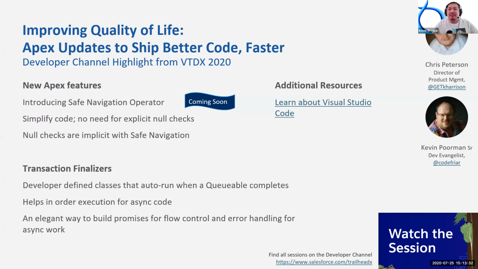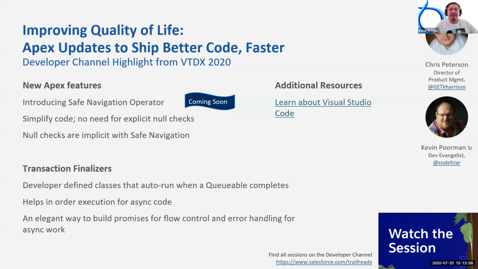So this one is something to watch out for. Improving quality of life, Apex updates to ship better code faster. What's new? Salesforce is building new Apex features and tools called Safe Navigation Operator and Transaction Finalizers. Both are still not yet generally available, but it will be coming soon.